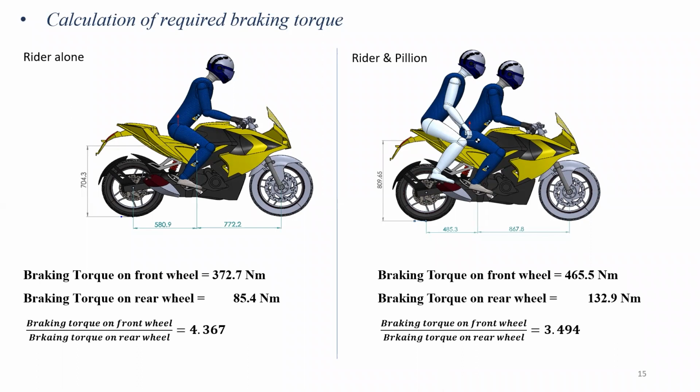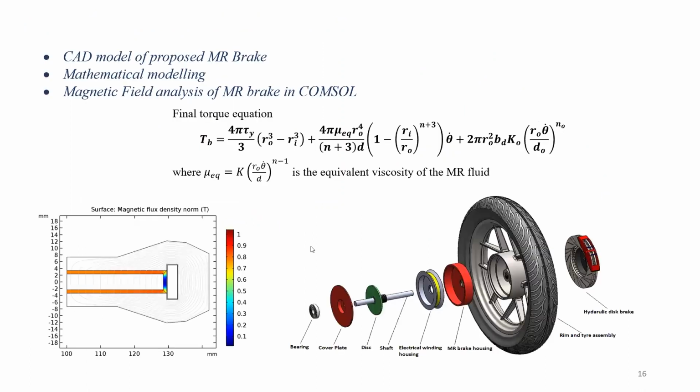That is the idea we have started with for 1 pylon rider and the 2 pylon lidars. So, CAD model we have done for the MR brake, and we have done this mathematical modeling using the COMSOL software that is available in NIT Calicut. And we have actually derived this equation.